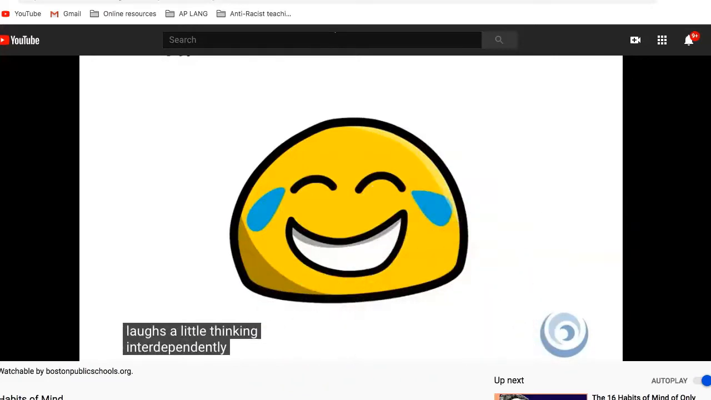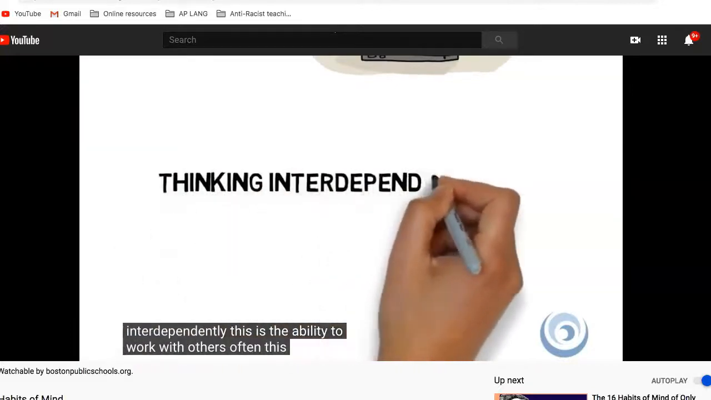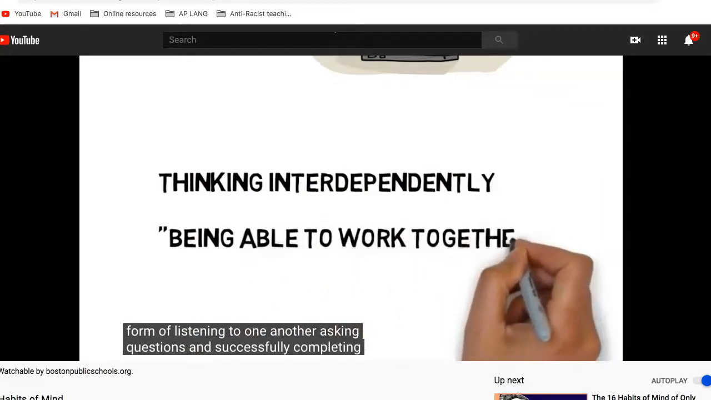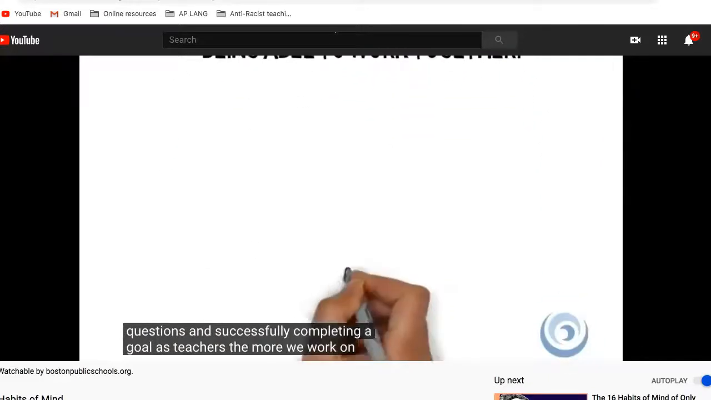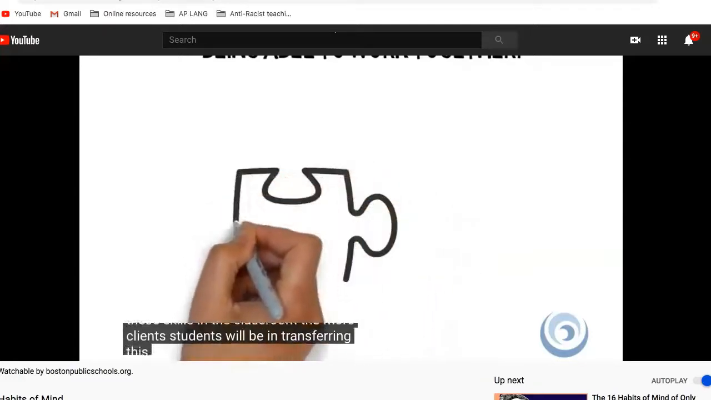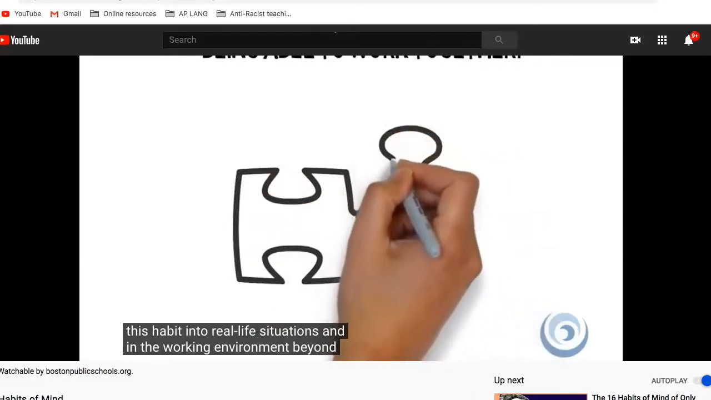Thinking interdependently. This is the ability to work with others. Often this takes the form of listening to one another, asking questions, and successfully completing a goal. As teachers, the more we work on these skills in the classroom, the more inclined students will be in transferring this habit into real-life situations and in the working environment beyond high school.